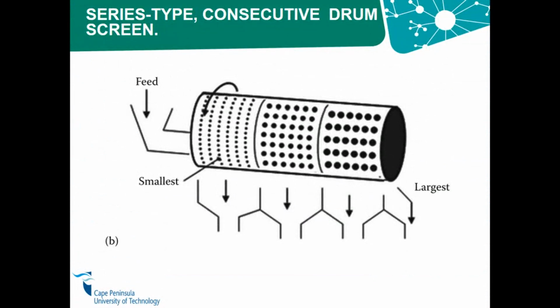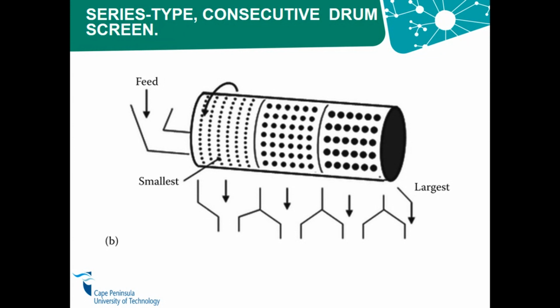The first screen that we find is what we call a series type consecutive drum screen. As you can see here, the feed comes in at one end, and then the smallest particles... this will be a variable screen, because you've got screen apertures that are variable. So you've got a smaller size in the beginning, and then the middle, and then the bigger size.